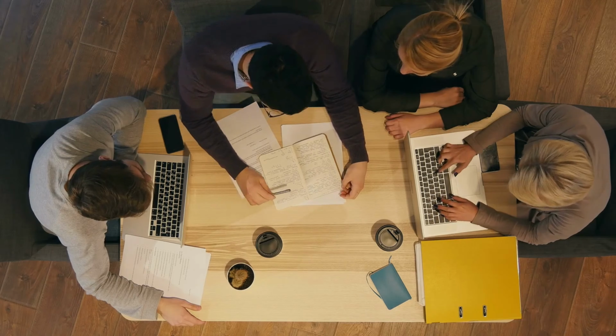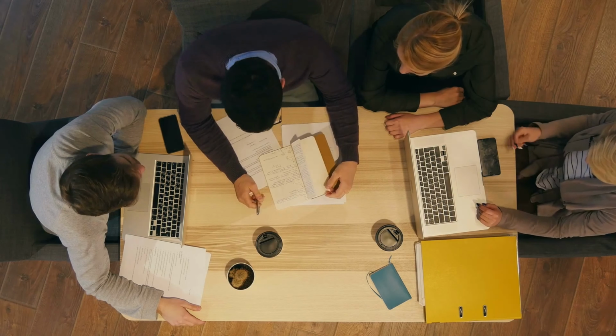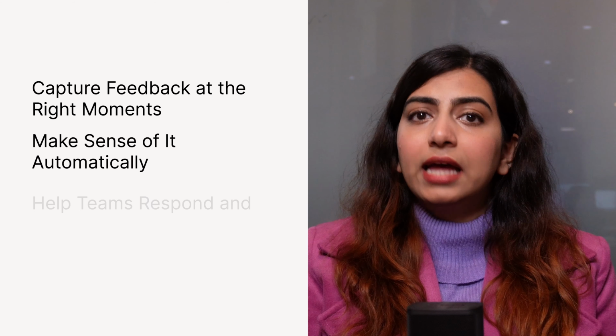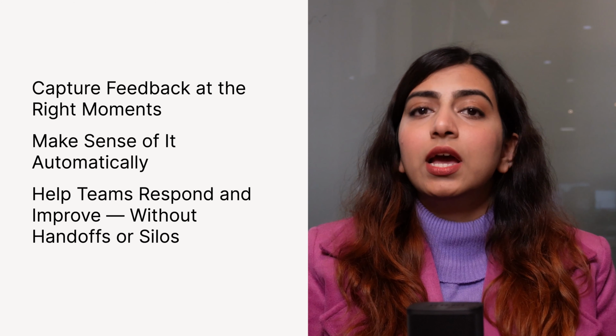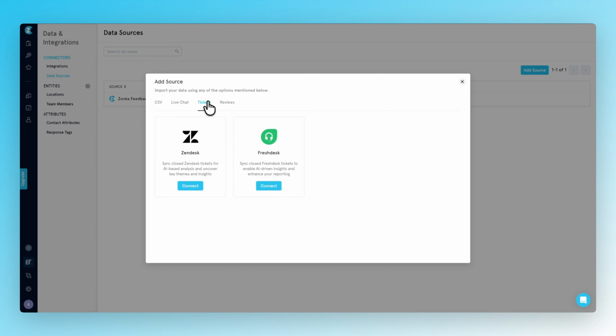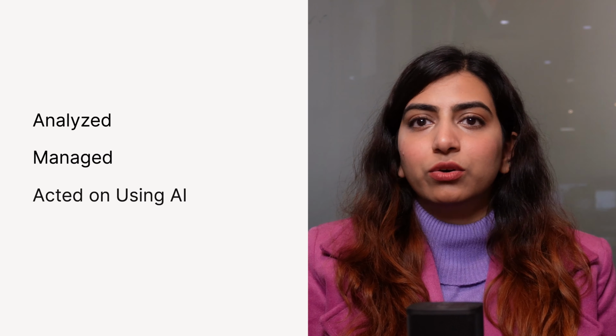When teams look for AI customer feedback analytics tools, what they usually want isn't just analysis. They want a system that can capture feedback at the right moments, make sense of it automatically, and help teams respond and improve without handoffs or silos. That's where Zonka Feedback stands out as one of the most comprehensive platforms in this space. Zonka Feedback is built as a unified customer feedback system, one where feedback doesn't move between disconnected tools. From the moment feedback is collected across customer touchpoints, it flows into a single environment where it can be analyzed, managed, and acted on using AI.